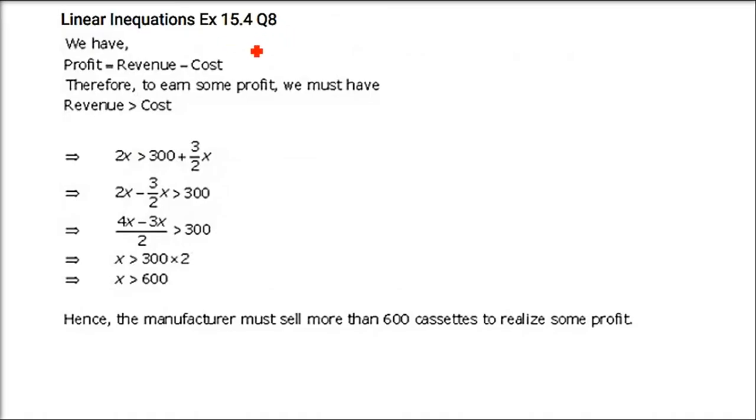A company manufactures cassettes. The company is making cassettes, and its cost and revenue functions for a week are given. For cost, it is given as 300 plus 3 by 2 x. For revenue, it is 2x. There is a cost and revenue relationship. What is x here? The number of cassettes produced and sold in a week. These cassettes are to be manufactured and sold in a week. Not only producing, but they also have to be sold.